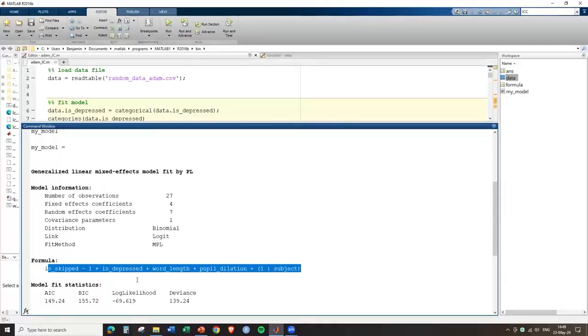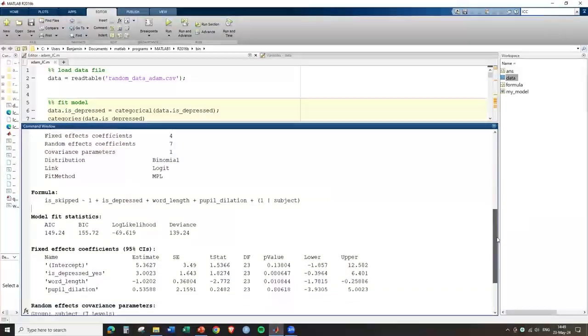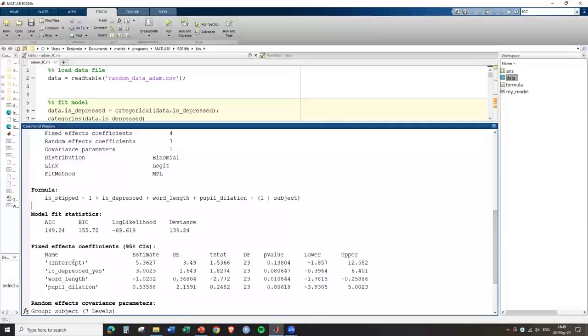These are model fit statistics, which I don't know how to interpret by themselves. Usually we interpret by comparing 2 different models, but it gives you the AIC, BIC, log likelihood, right? Good stuff. And then these are the fixed effects estimations. So this is the fixed effects for the intercept.